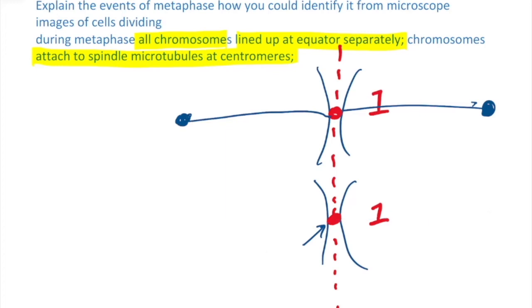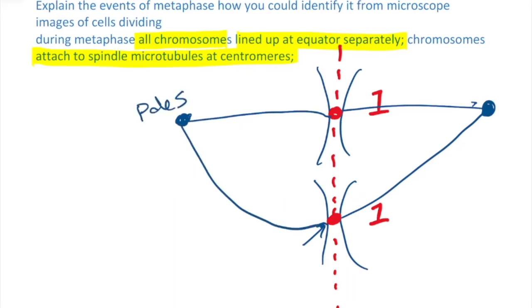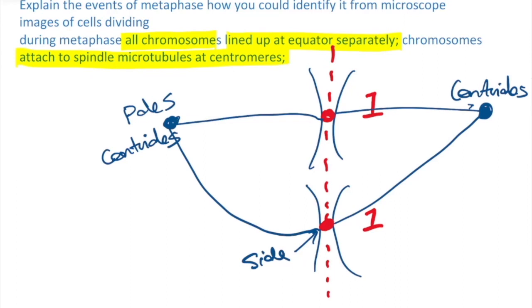Each chromosome will attach to a spindle fibre, a microtubule, coming from the poles, coming from the centrioles. So these are two centrioles at the two different poles. The microtubules will grow out and they will attach to those chromosomes at each side of the centromere. And the way to remember this from PMAT is that M is for middle, because the chromosomes are lined up in the middle.